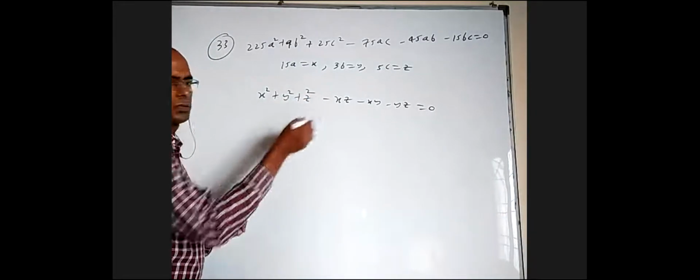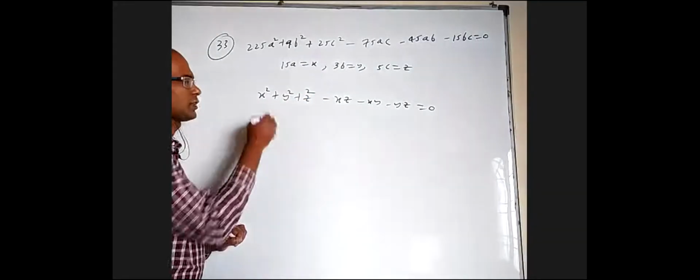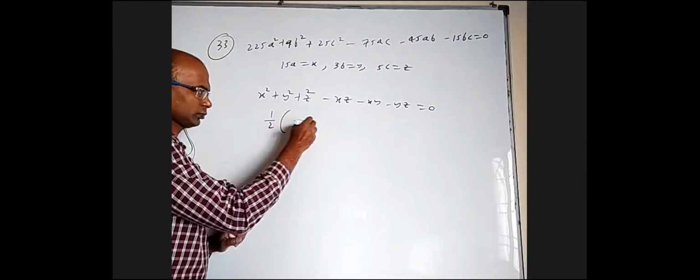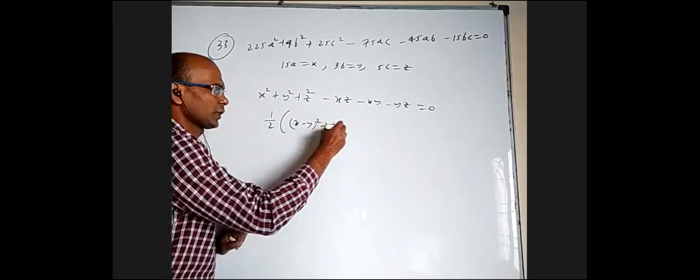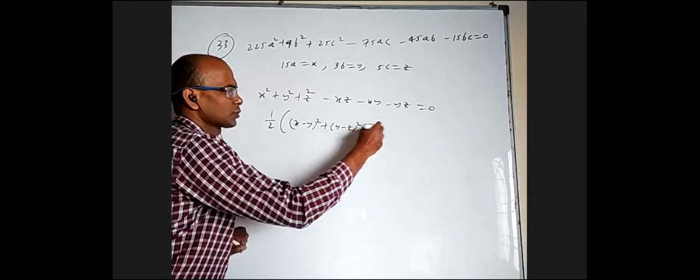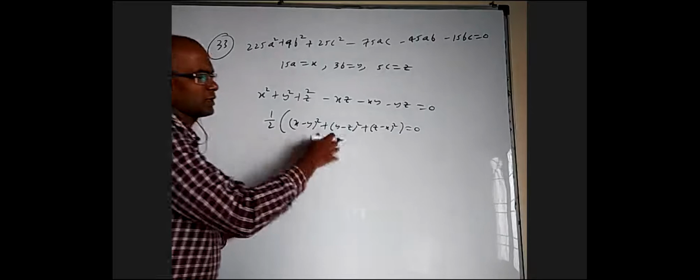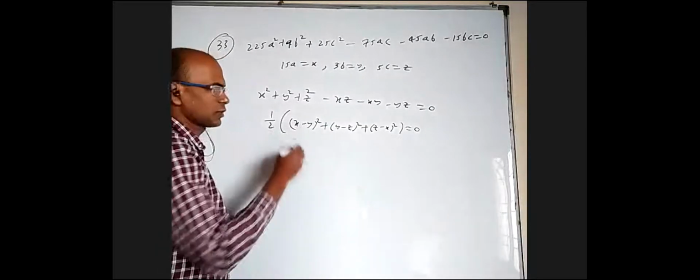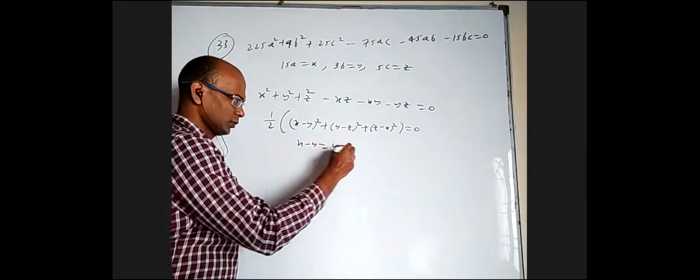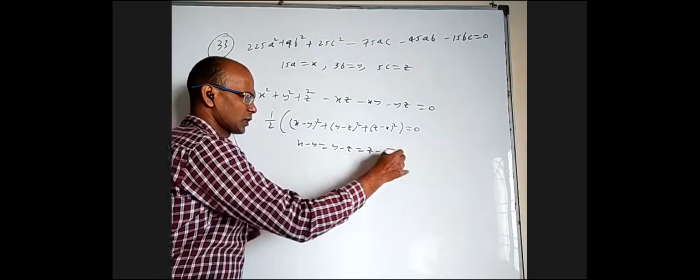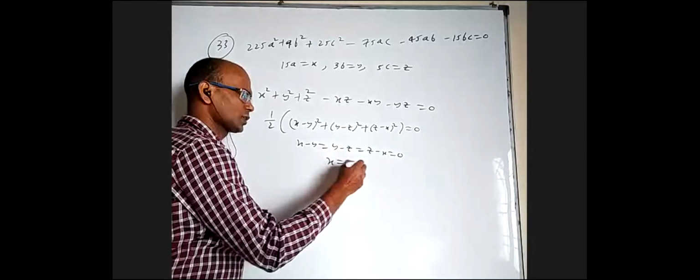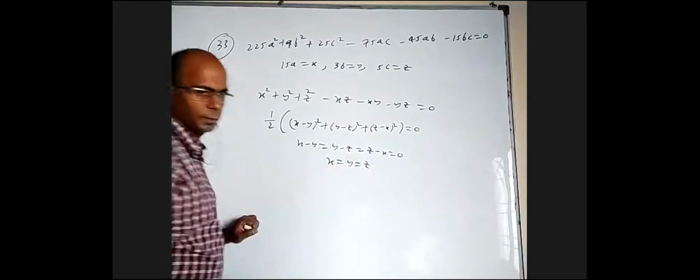Now we all know this is 0 only when x equals y equals z, because this is half of (x minus y) whole square plus (y minus z) whole square plus (z minus x) whole square equal to 0. Something square plus something square plus something square is 0 means each must be 0. So we'll get x minus y equal to y minus z equal to z minus x equal to 0, which is x equal to y equal to z.